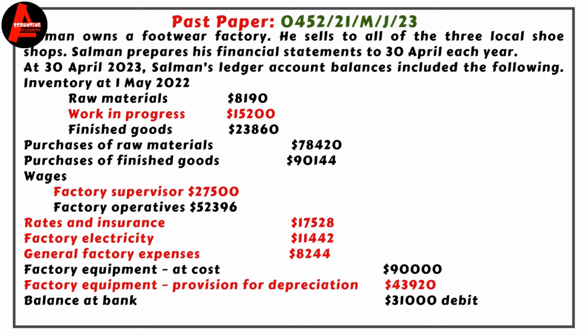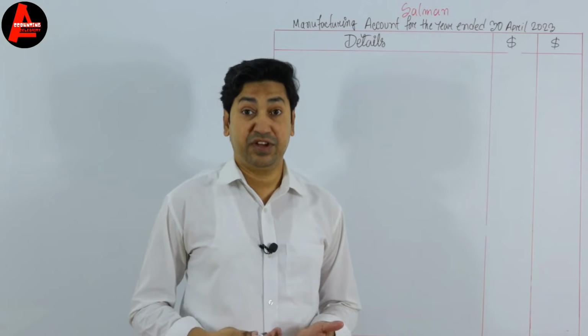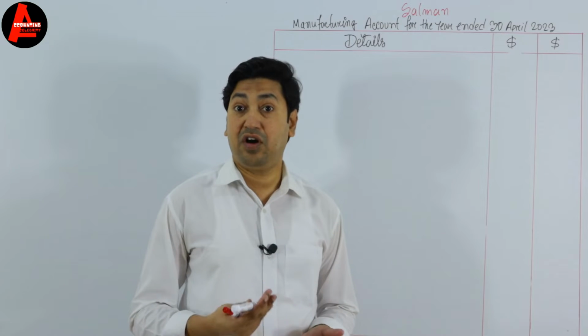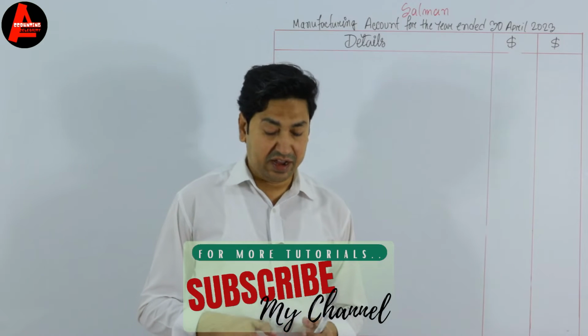So here factory overheads will be included. Yes, we see rates and insurance. This is factory overhead. We see here factory supervisors wages. It is also factory overhead. Electricity and general expenses are also factory overhead. And then we will write depreciation, okay? So these 5 factory overheads we have on the question, okay? These are only related item, okay?